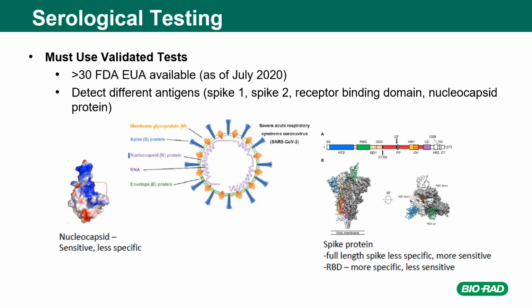Some data indicates that the nucleocapsid is sensitive though less specific, while the spike protein might be less specific but more sensitive, with the RBD also being more specific and less sensitive. But I feel that this is under debate, and combinations of individual spike protein or nucleocapsid have different performances dependent on the data that the manufacturers have put forth.